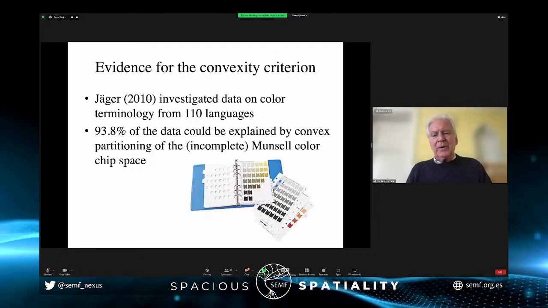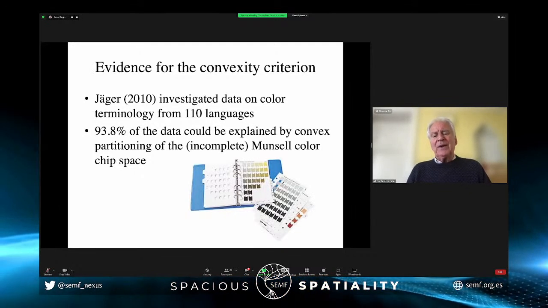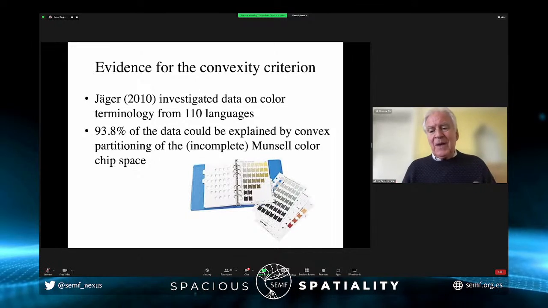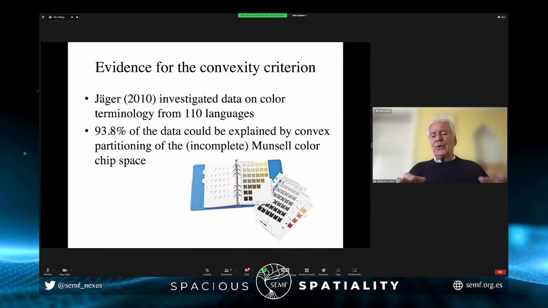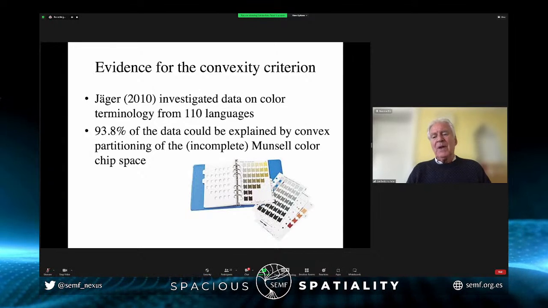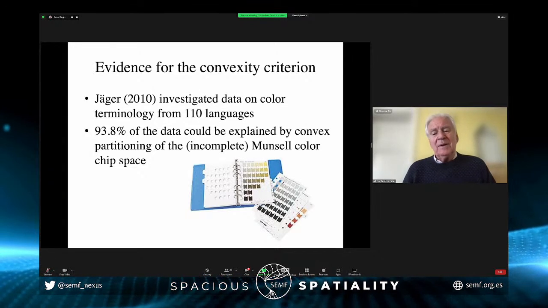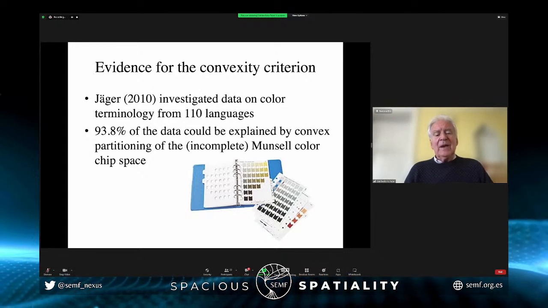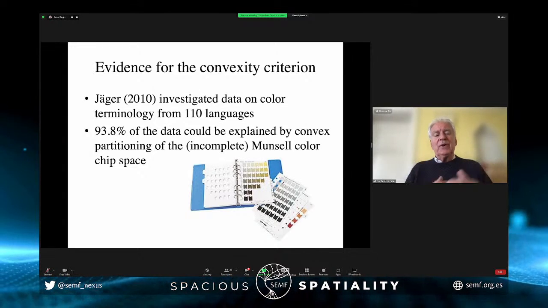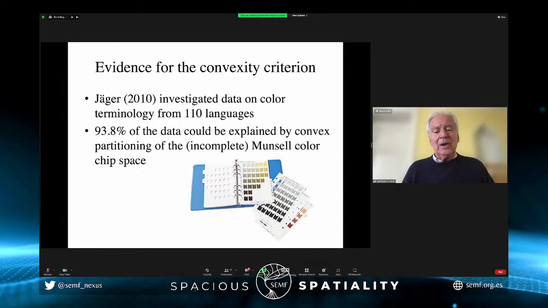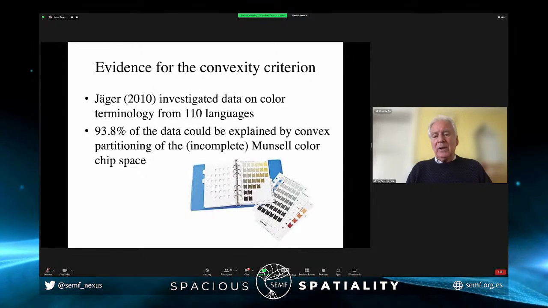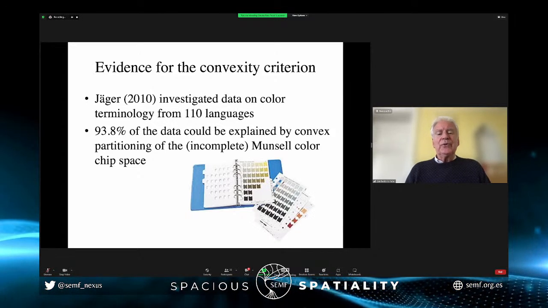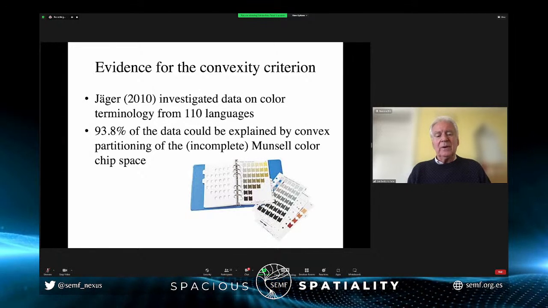It's not 100%. And one of the main reasons it's not 100% is that for some of the languages, you only had one or two informants. And if you have one or two informants, there is a lot of noise in their judgments of the colors. I'm pleased with this figure because it is surprisingly high that we get such a nice partitioning of all the color words in all the 110 languages into convex regions. So I take this as fairly strong evidence for the hypothesis that all color words correspond to convex regions.